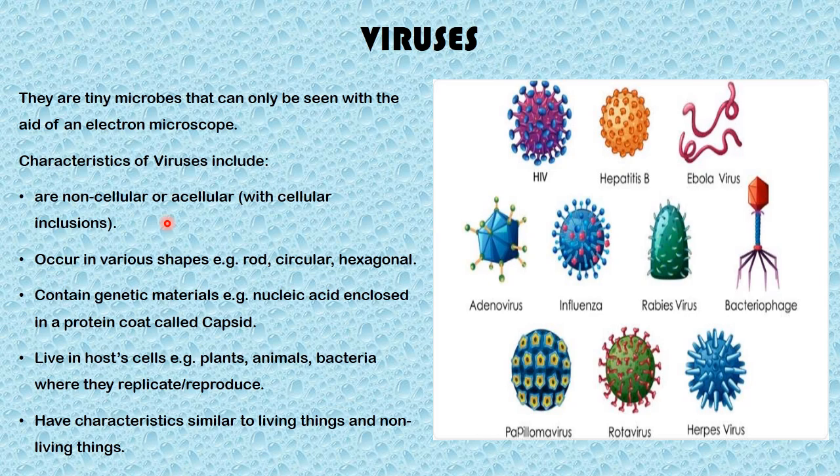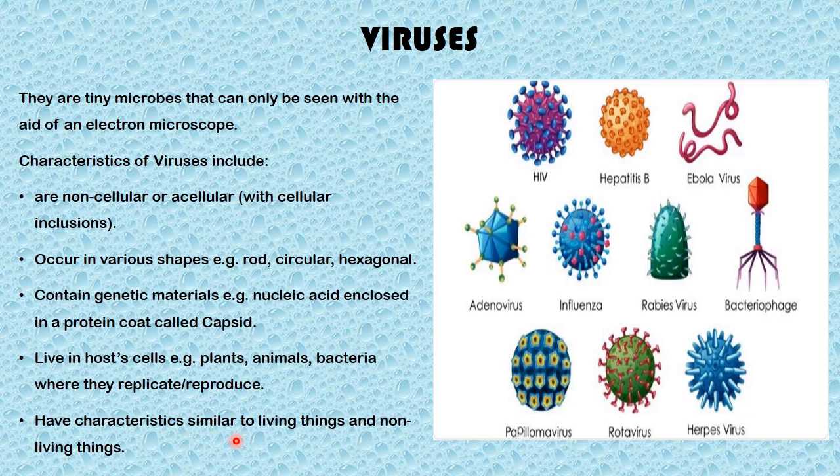They have some genetic material. They don't have a cell membrane, so they are not particularly cells, and they don't carry out all of life's processes. They occur in various shapes, such as rod, circular, and hexagonal. They contain genetic material, that is, nucleic acid enclosed in a protein coat called capsid. They live in host cells, that is, plants, animals, bacteria, where they replicate or reproduce. In other words, outside of the host cell, they can't reproduce or replicate.